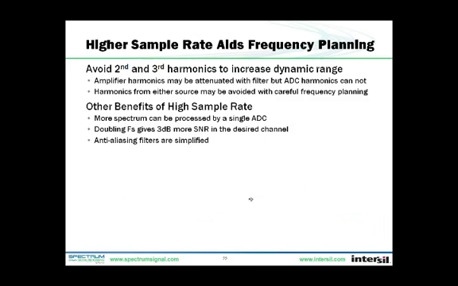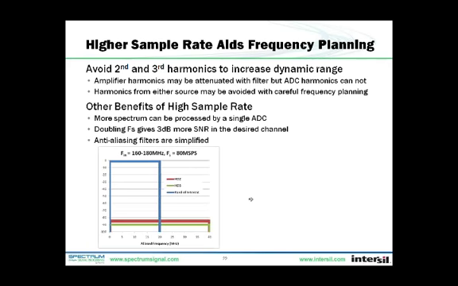So with a little care, frequency planning can significantly improve the performance of your radio by moving harmonics from the input stages and the ADC out of the band of interest. For instance, in the previous example, our input signal to the ADC was 160 to 180 megahertz. By definition, the second harmonic then would be 320 to 360, and the third harmonic would be at 480 to 540 megahertz.